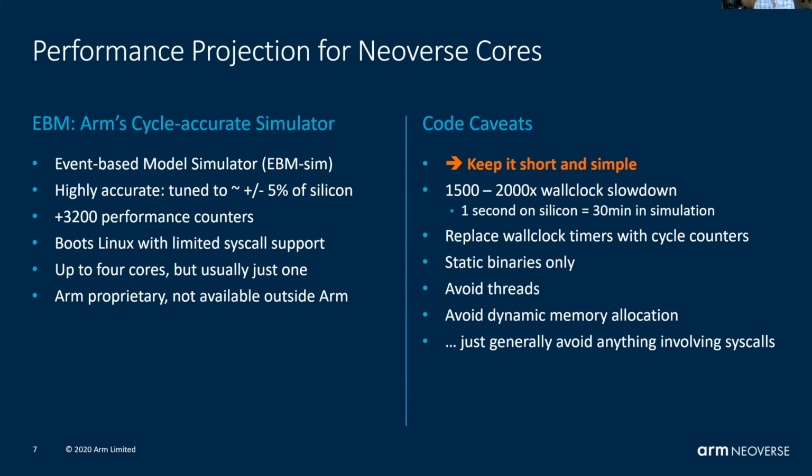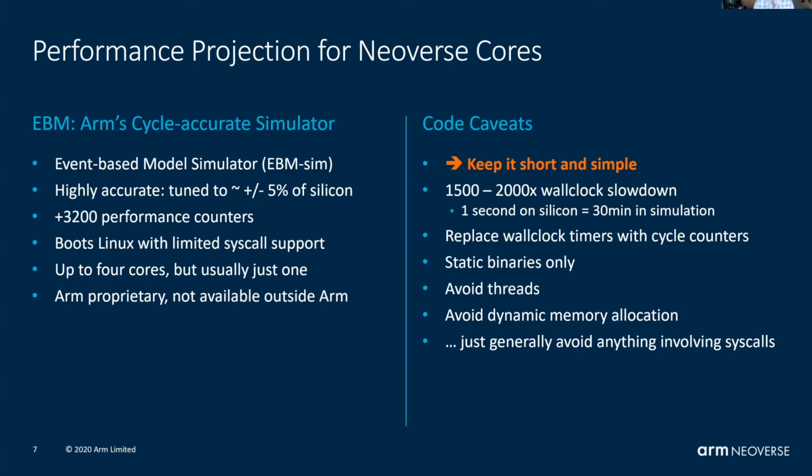Now, if you're going to run code on this simulator, you have to deal with the limitations of the simulator. So in a nutshell, the code has to be short and simple. You're looking at an enormous amount of slowdown. So it's usually 1500x to 2000x wall clock slowdown, or a good rule of thumb is if I run 1 second in silicon, it's 30 minutes in simulation. Most of the kernels I'm showing here run for about 4 to 6 seconds. So we're looking at at least a day as a runtime to get through all of this if I push them into a queue.